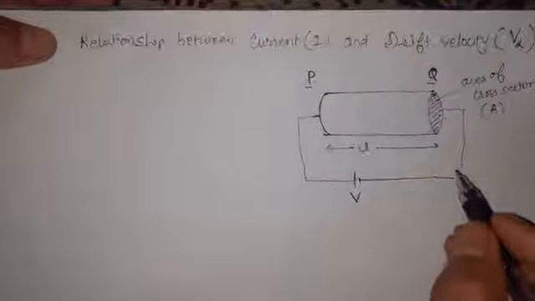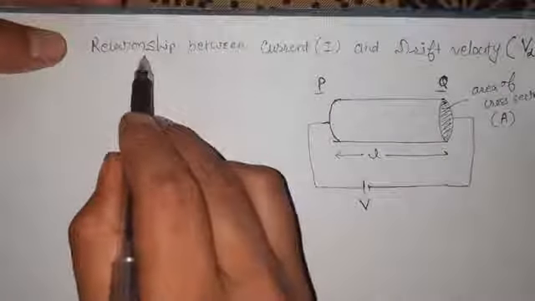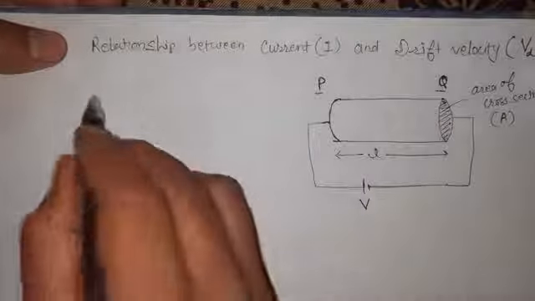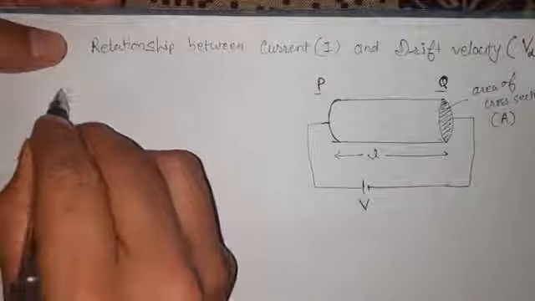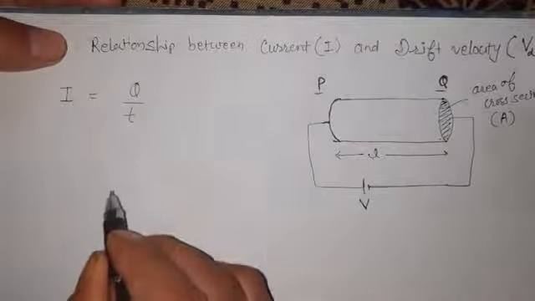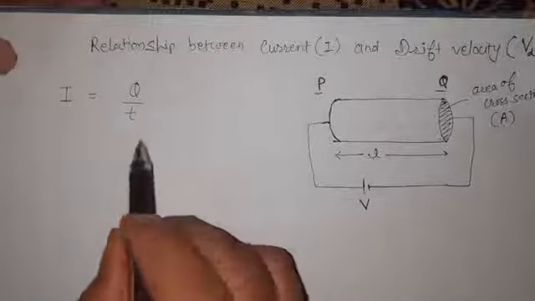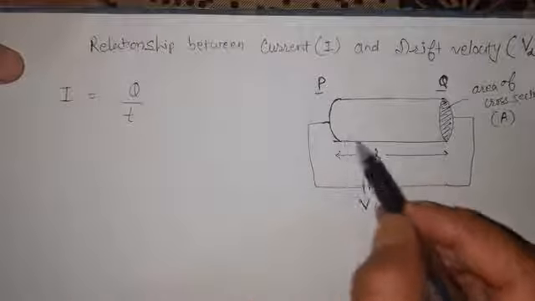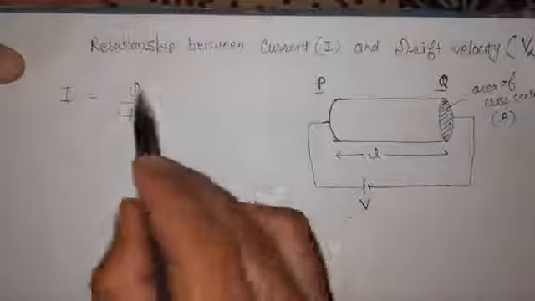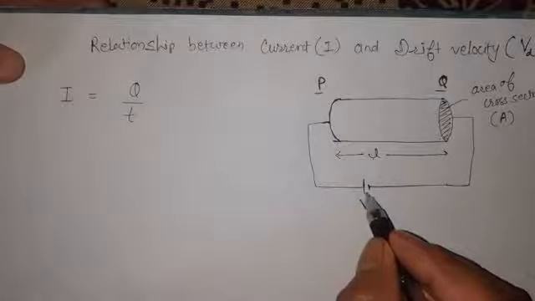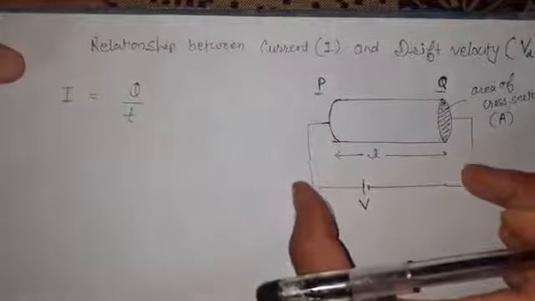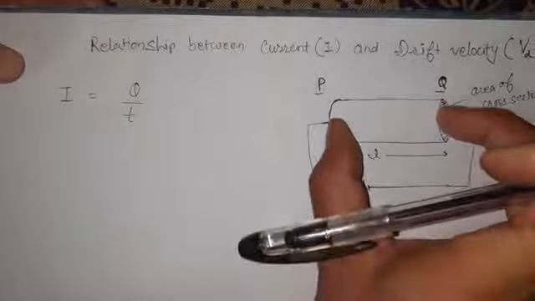Now over here, students, what we have to find out is the relation of current with the drift velocity. So how do we write current? Current is given by the rate of flow of charge, so it is q by t. Now we need to look at this diagram to see how much charge is flowing due to the potential difference maintained across the ends of this conductor.